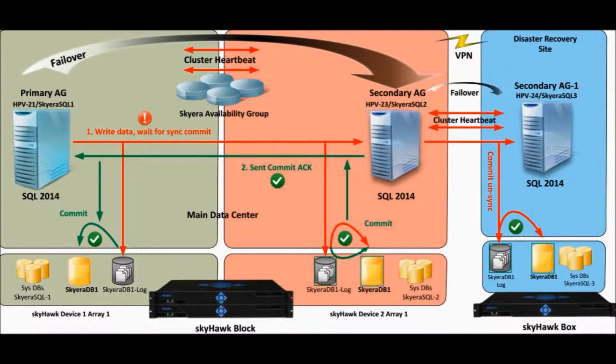In the next diagram you can see that in the main data center we have two servers that are running Microsoft SQL Server 2014. First we need to add those servers in the Windows failover cluster and then set the availability group. The availability group will be set for automatic failover. It means synchronized replication will be enabled.